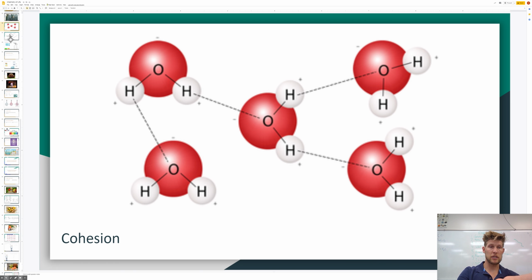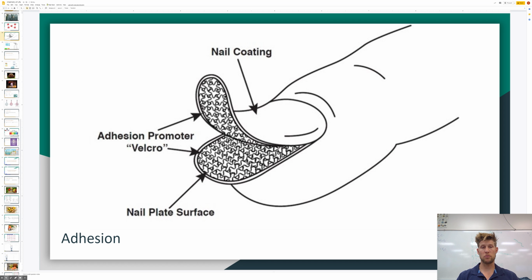So the next thing is adhesion. Adhesion is pretty much any other type of molecule sticking to another type of molecule. So for my class's purposes, I like to say water sticking to other things. So paper towels, water sticking to a paper towel, water sticking to your skin, the desk, anything like that. That is adhesion. Kind of like this adhesive for a fingernail. Your fingernail actually sticks down because of the adhesion that's going on between the different molecules in your skin.